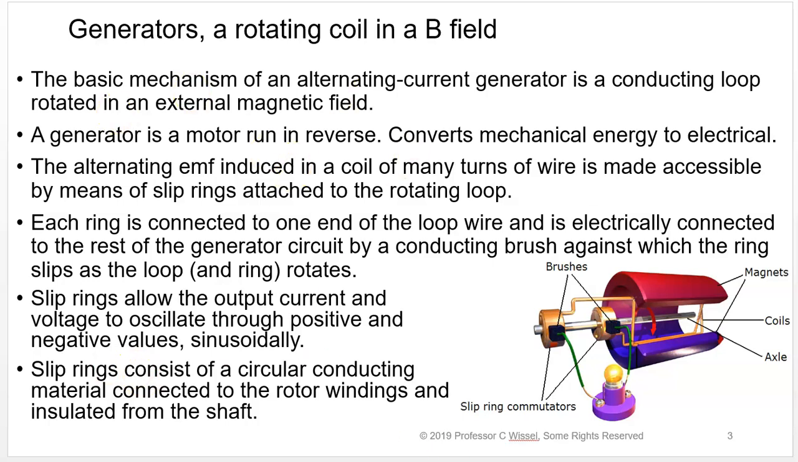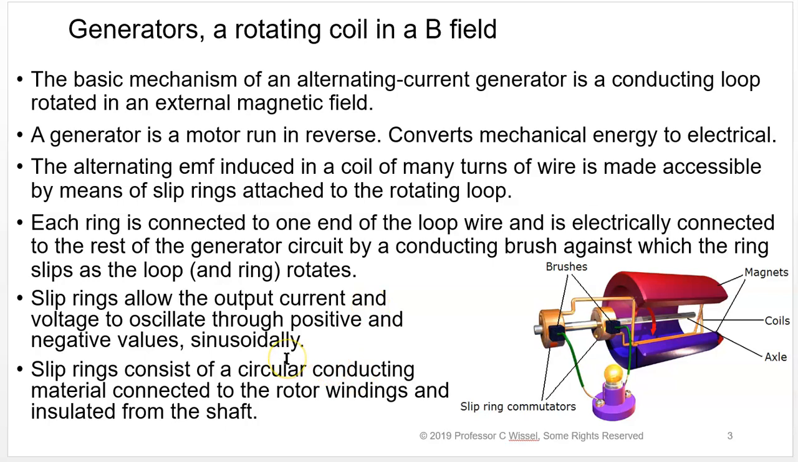Now, the basic mechanism of an alternating current generator is a conducting loop rotated in an external magnetic field. So just the opposite of a motor. A generator is a motor run in reverse. It converts mechanical energy to electrical energy. The alternating EMF induced in a coil, and they usually have many turns, this just shows one for simplicity, of wire is made accessible by means of slip rings that are attached to the rotating loop. In other words, right here. Each end of the ring is connected to one end of the loop and is electrically connected to the rest of the generator circuit by conducting brushes against which the ring slips as the loop and ring rotate.